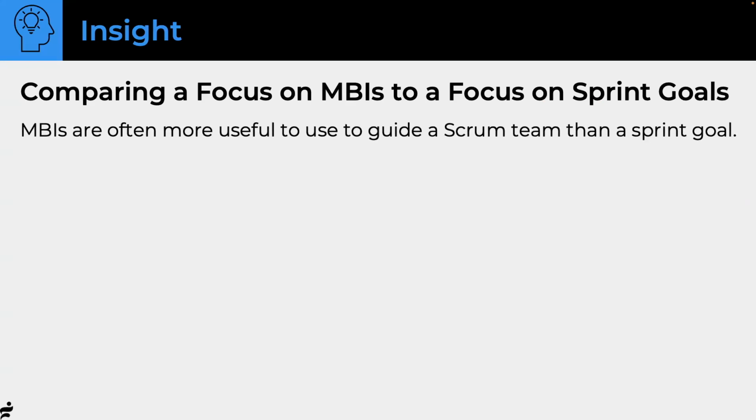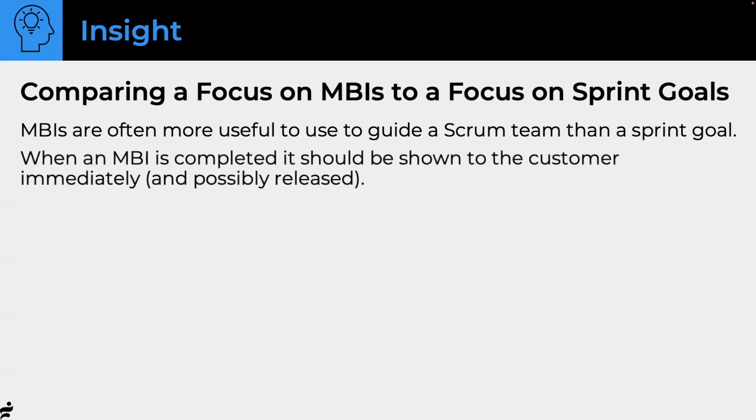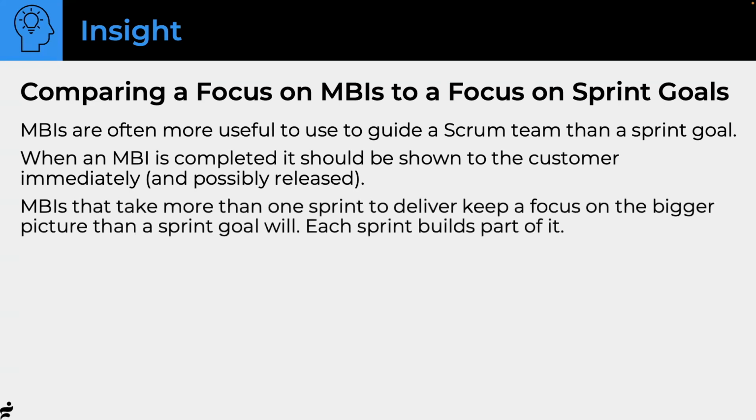I mean, they're the minimum. So if it's going to take you a week and a half to do it, you don't want to take 2 weeks to do it. You don't want Parkinson's law driving you. So they're often a better guide. Even if you're doing Scrum, focus on the MBIs and do the releases. When an MBI is completed, it should be shown to the customer immediately if you can, and possibly released if you're set up to do more continuous releasing.